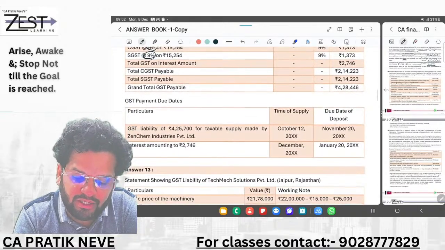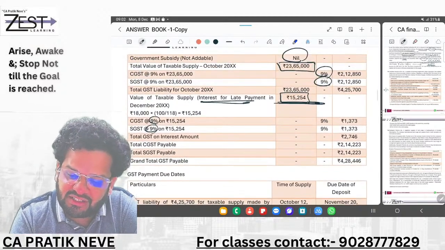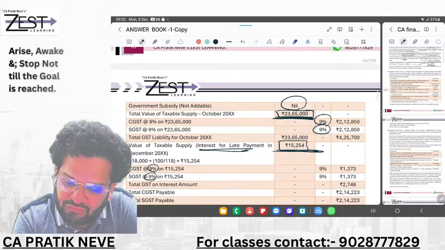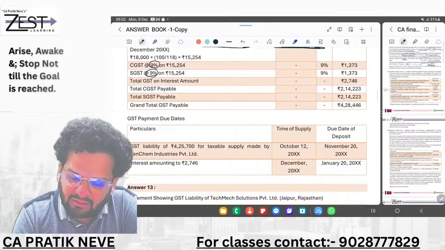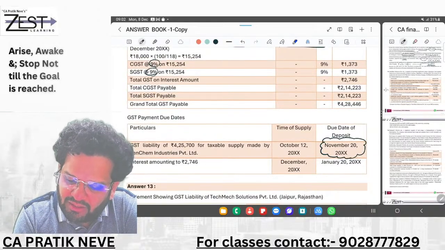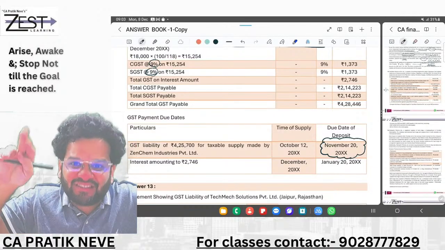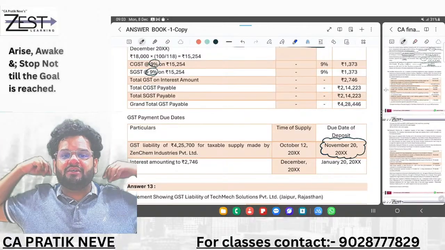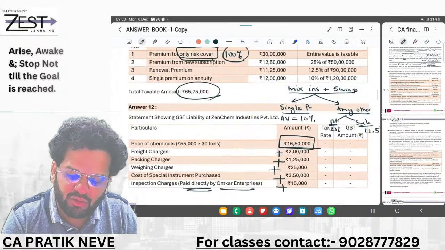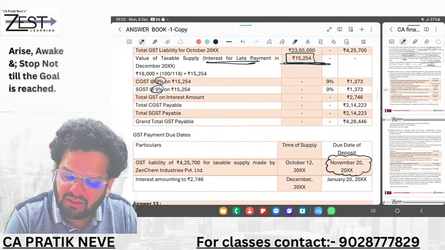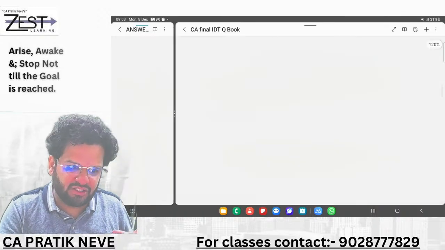Okay. Now due dates. For the earlier GST liability on 23,65,000, without considering the interest, as we discussed, the due date will be 20th of November. Clear? But for the interest part, very amazing question actually. For the GST on the interest part, the due date will depend on when the interest was received. Just check that.